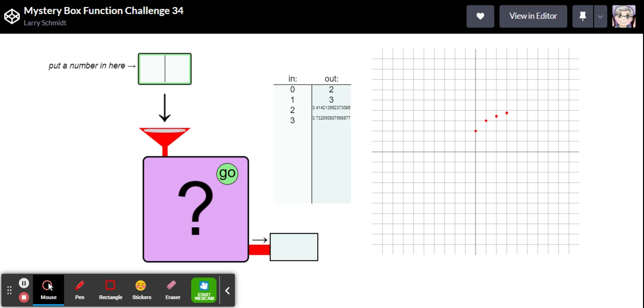Oh, I think I know what's going on. I'm going to try a 4 here. And my prediction is 4 is going to give us a whole number. Yeah, 4 gave us 4. So we've seen something like this before. It's got a particular shape. Do you recognize the shape? Are you seeing what this is already?